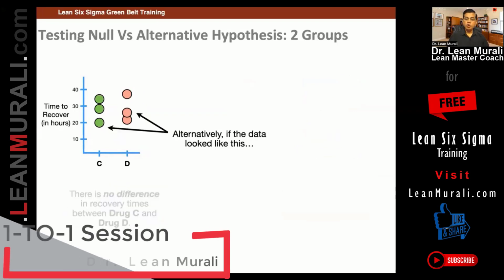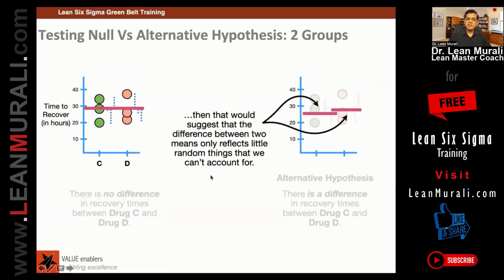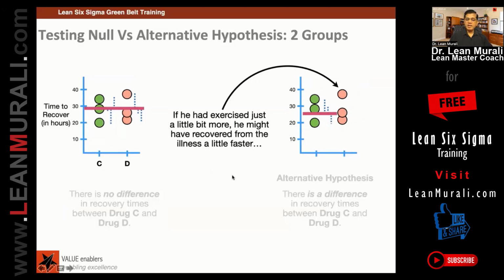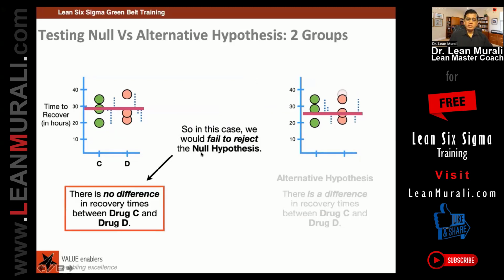Alternatively, if the data looked something like this and the distances from the single mean were not dramatically different from the distances around the separate means, then we would suggest that the differences between the two means only reflect random things that we cannot account for. For example, it could be a subtle difference in means due to this one guy getting less exercise than anyone else. If he had exercised just a little bit more, he might have recovered from the illness faster. We would no longer see a difference between the two means. In that case, we will fail to reject the null hypothesis.